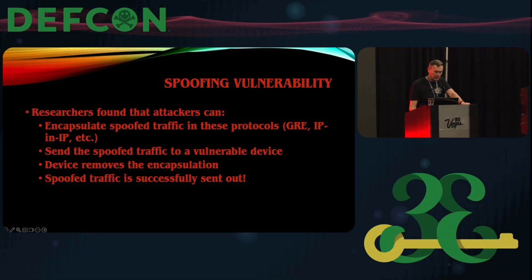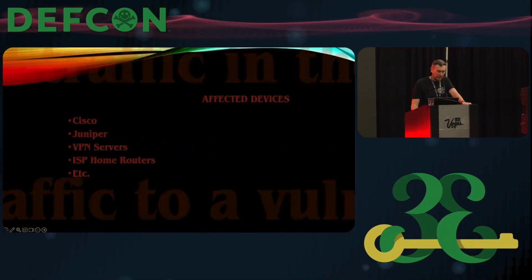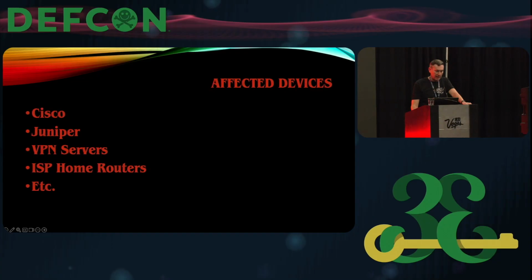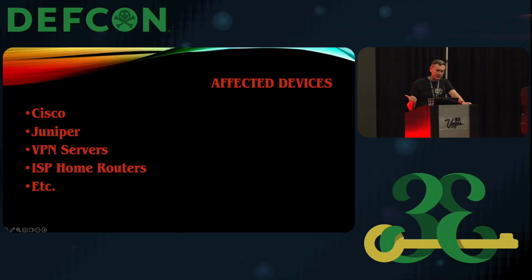So this, unfortunately, is a very, very big vulnerability, and I believe that it's going to cause a lot of problems in the future. Affected devices include Cisco routers, Cisco switches, Juniper, VPN servers, and ISP home routers. There are lots of different devices that are vulnerable to this.